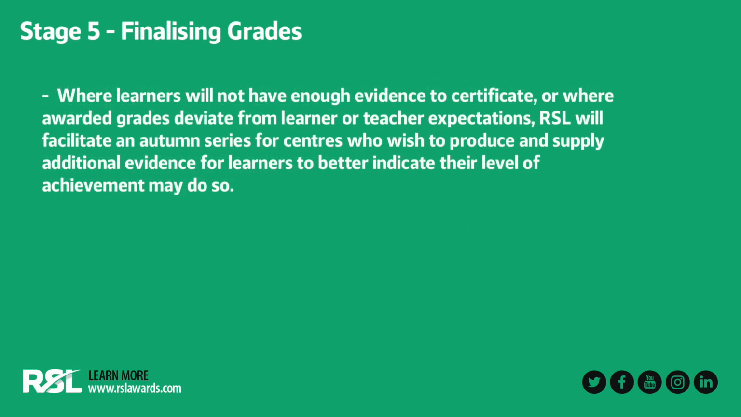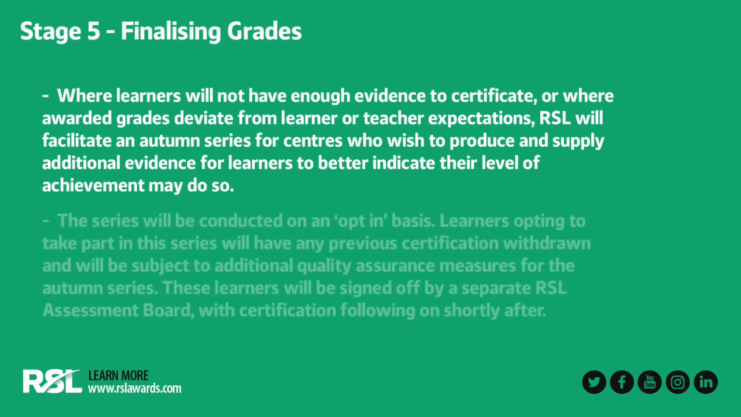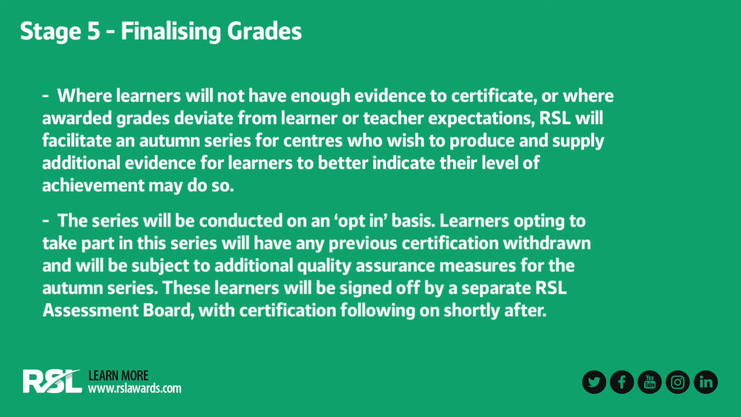In some cases, however, learners will not have enough evidence to certificate or will be awarded grades which will deviate from learner or teacher expectations. Accordingly, RSL will facilitate an autumn series in which any centres who wish to produce and supply additional evidence for learners to better indicate their level of achievement may do so. This series will be conducted on an opt-in basis.